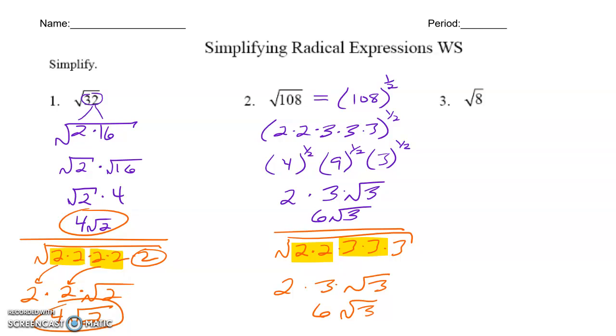And I don't think I'm going to do this one for you. It was kind of part of this one over here, if you'll recognize. 8 is also just made up of 2's. But make sure you're using what you already learned to do future problems.